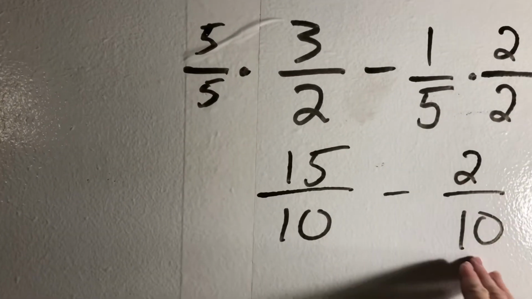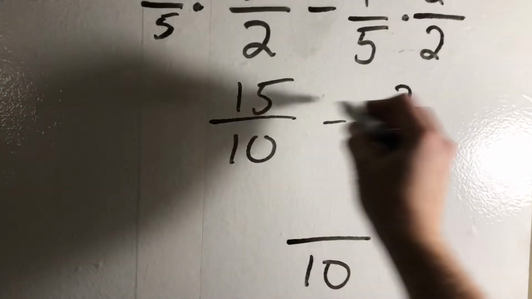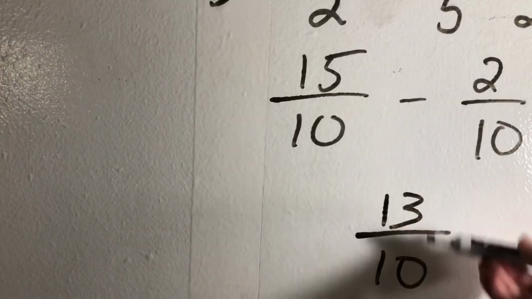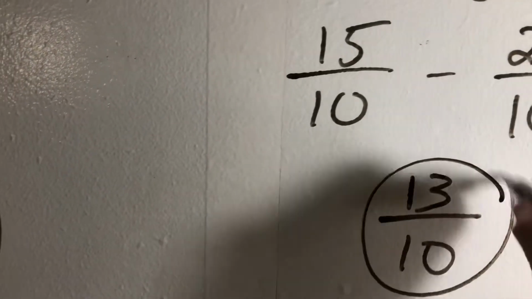Now that my denominator is the same, when I add and subtract, it stays the same. Then 15 minus 2 will be 13. Can I divide both 13 and 10 by the same number to make it smaller? No, I cannot. That would be our final answer.